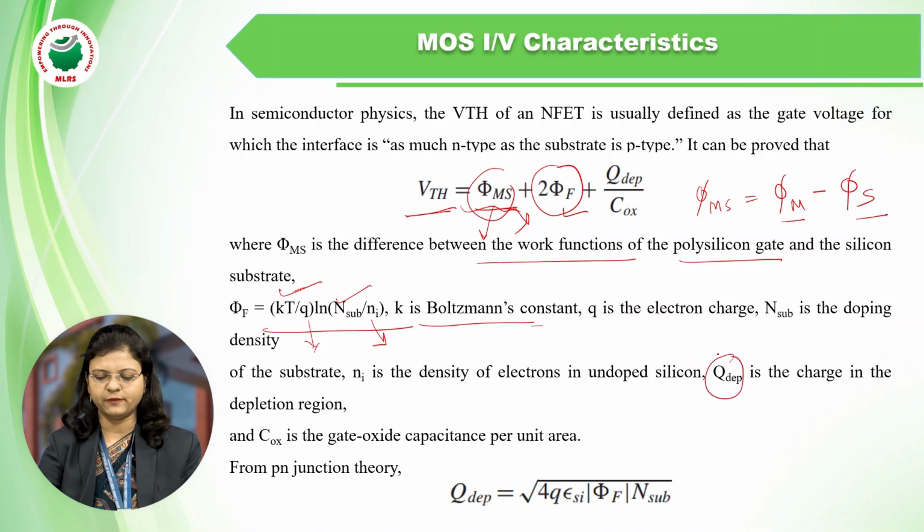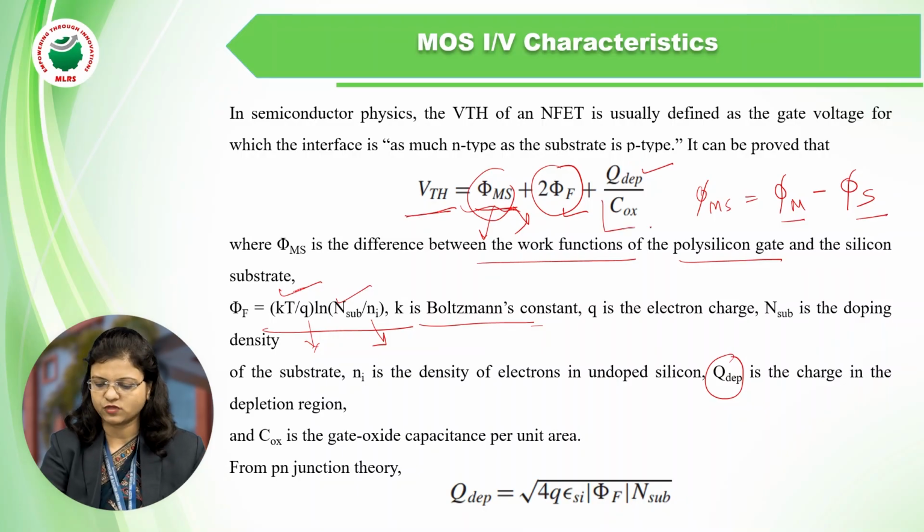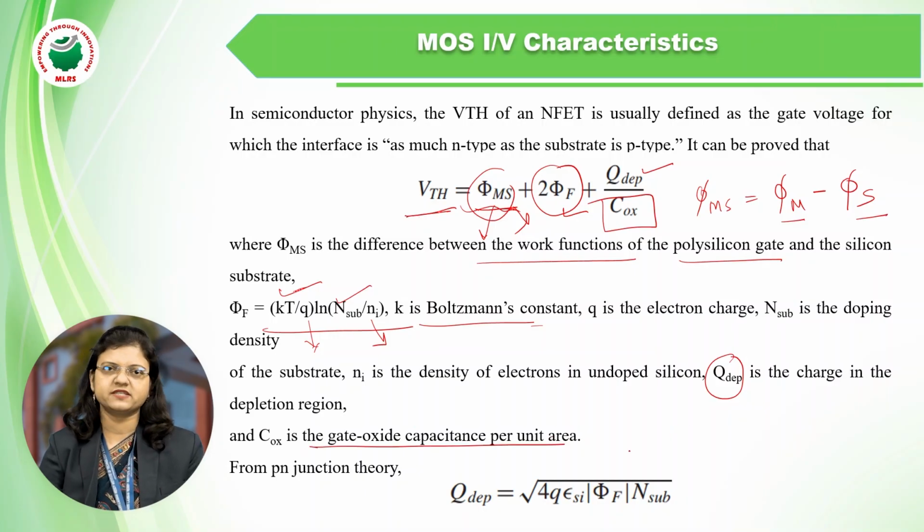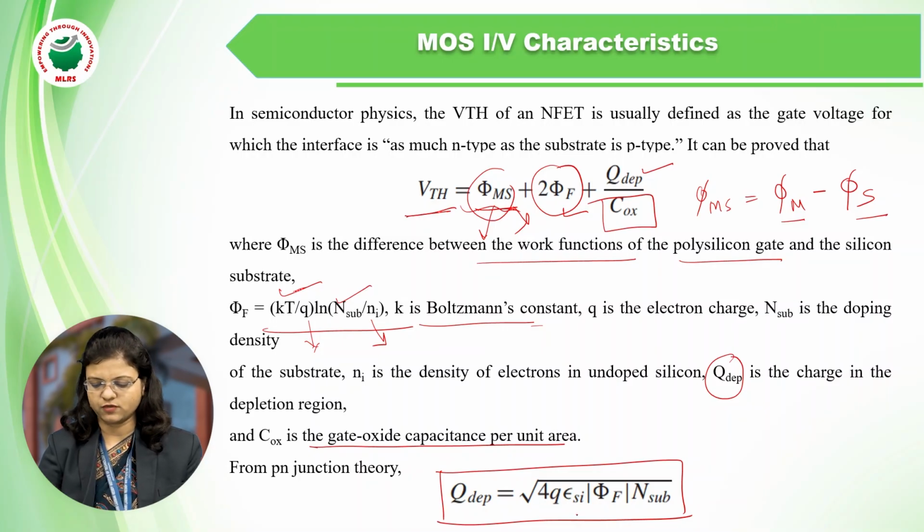Then we have Q dep, another parameter on which threshold voltage depends. Q dep is the charge of the depletion layer, and our fourth parameter is Cox. Cox is the capacitance of the oxide, or the gate oxide capacitance per unit area. Now from PN junction theory, we have another formula: Q depletion equals under root of 4 q epsilon Si, times the mod of phi F, the Fermi potential, times N sub.